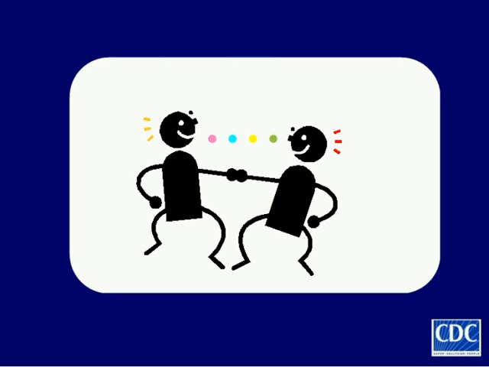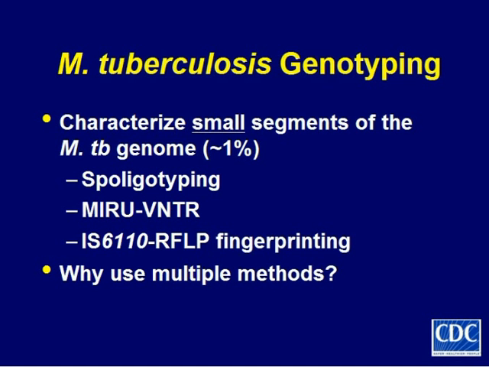Likewise, if the genome never changed, we would have no strain diversity, and again, no ability to use genotyping to infer relationships. Our picture of the genome needs to include elements that change not too slow and not too fast, but at just the right rate. To create our pictures of the TB genome, we use two or three different genotyping methods to characterize small segments of the TB genome. Our picture is very incomplete, as these segments encompass only 1% of the complete genome. I'll introduce these three methods to you in a moment, but first let me answer the question of why we use multiple methods.